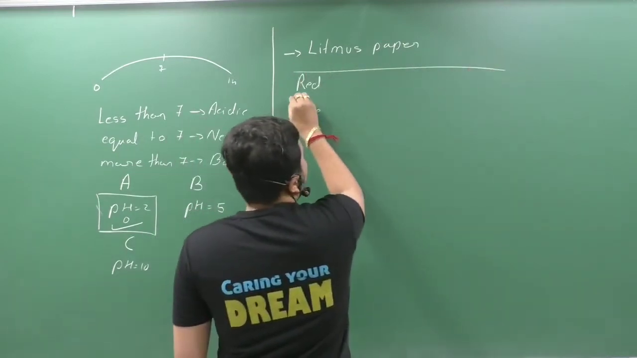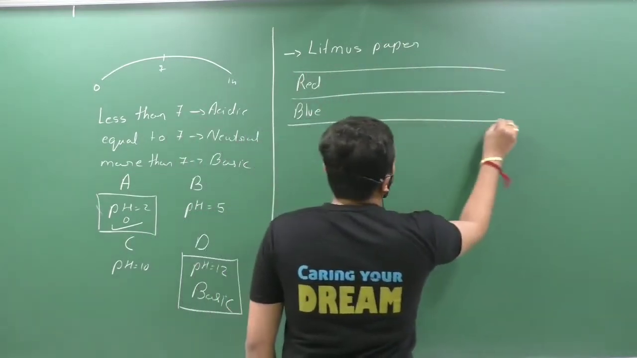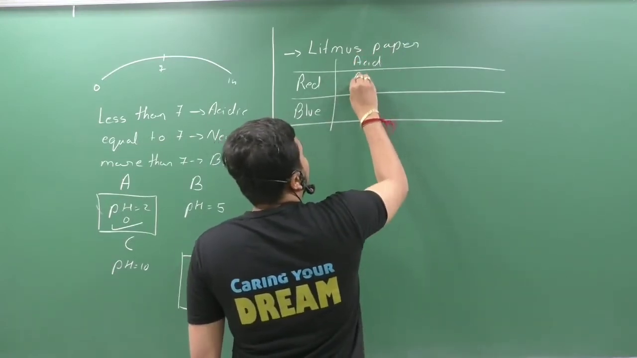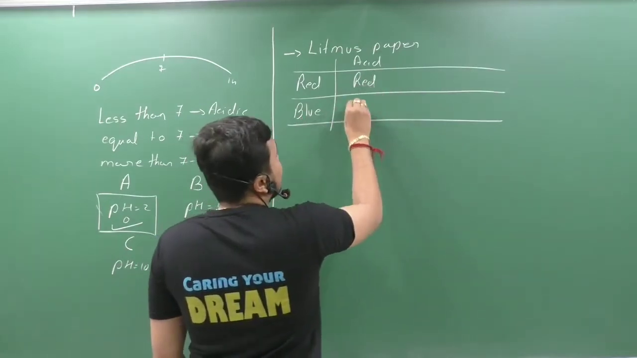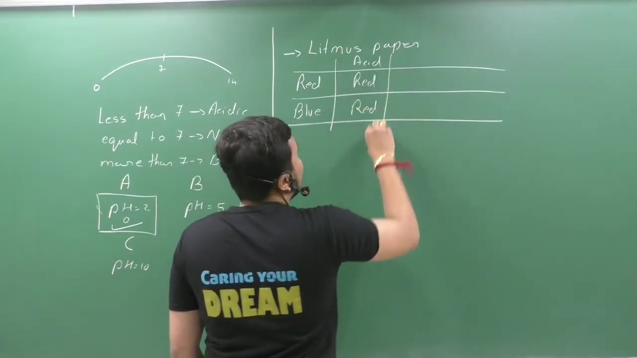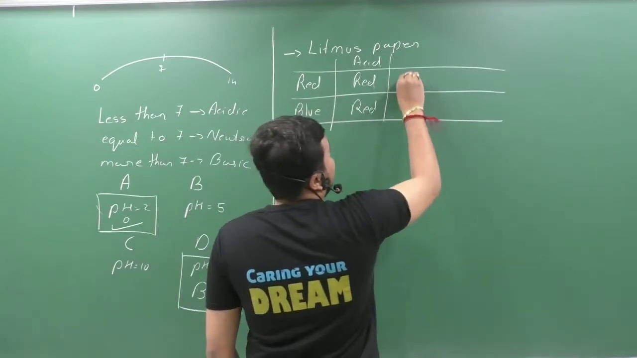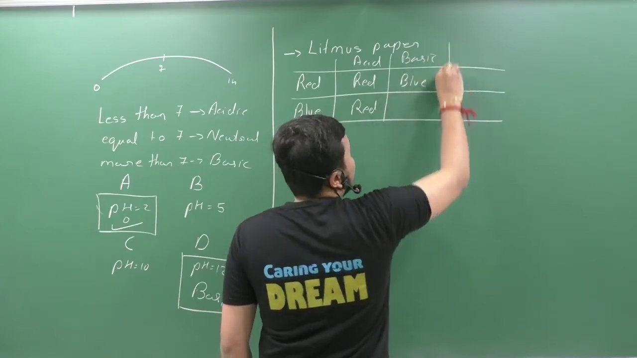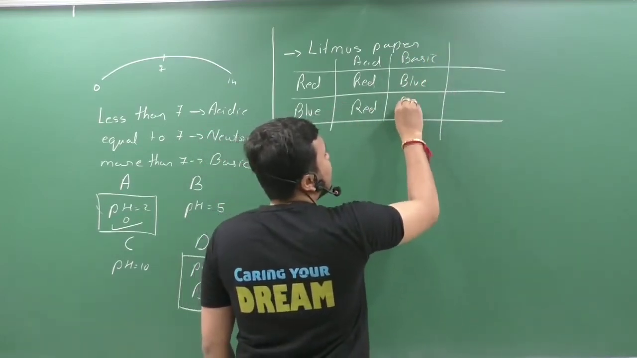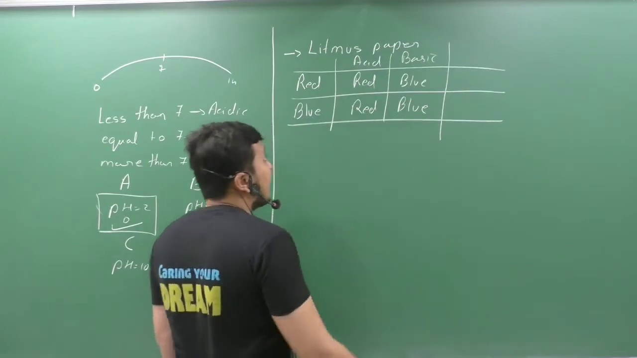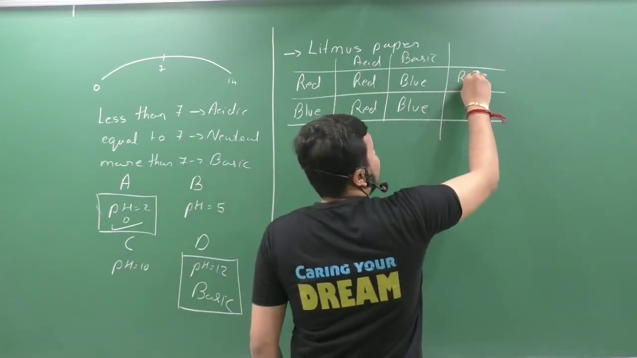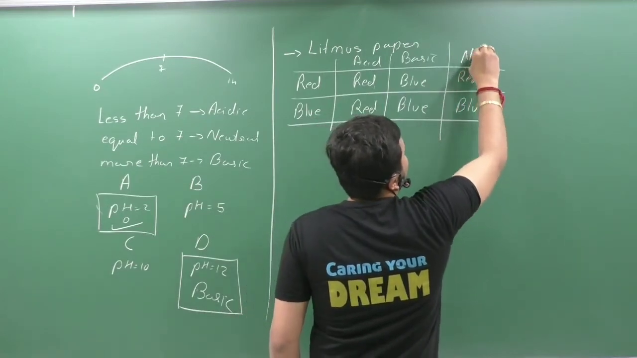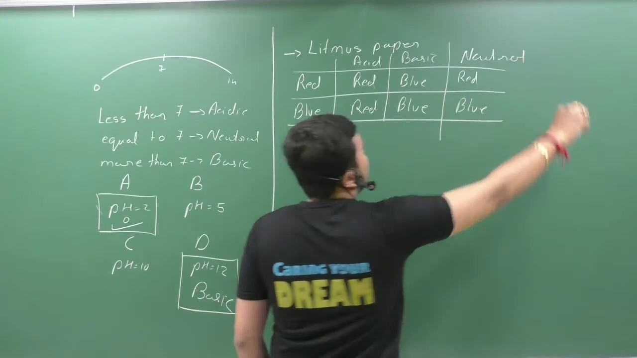If the red litmus paper remains red but the blue turns red, then the solution will be acidic. If the red litmus paper turns blue, then it will be a basic solution, and the blue litmus paper remains blue in the basic solution. If the red litmus paper remains red and the blue also remains blue, then the solution will be neutral.